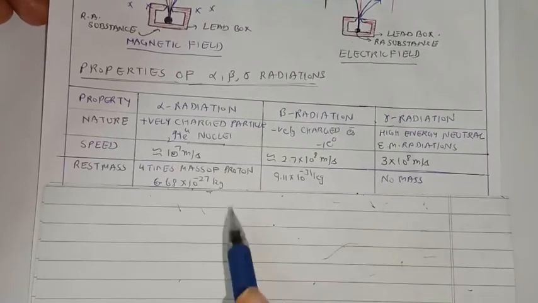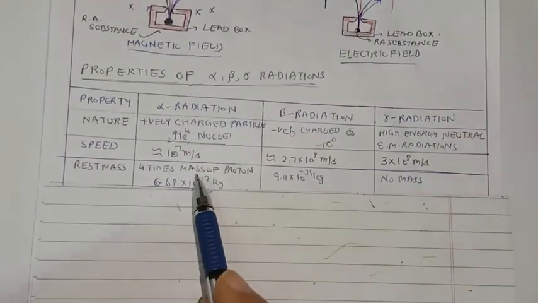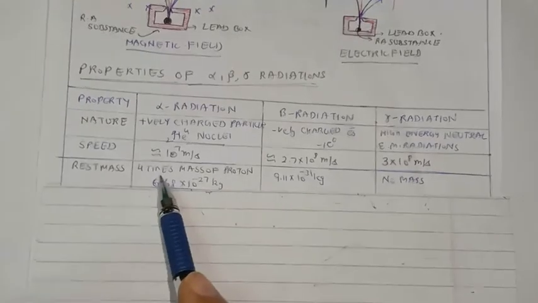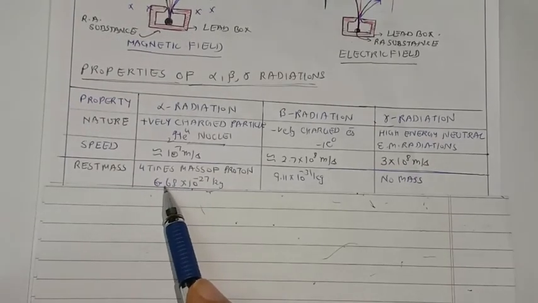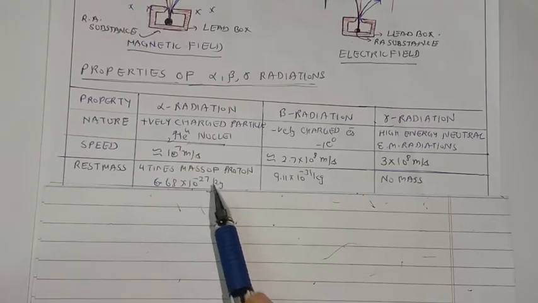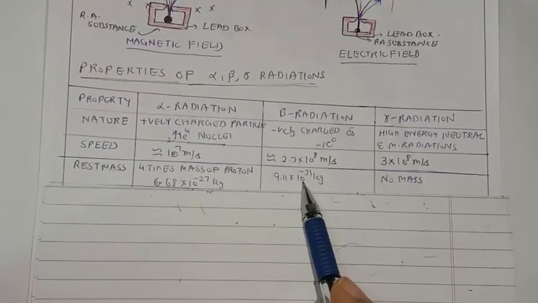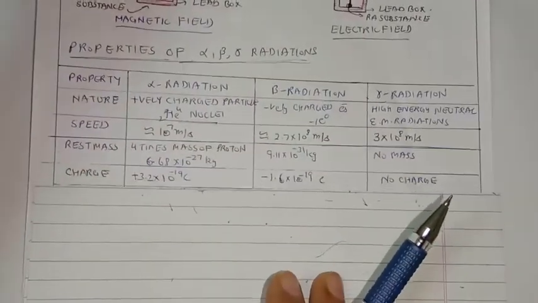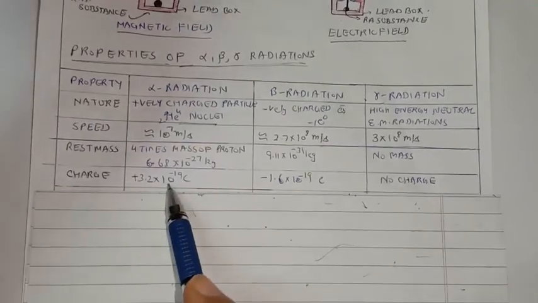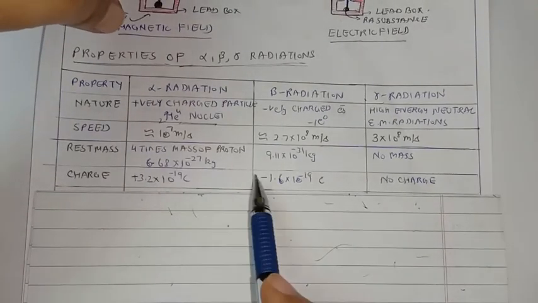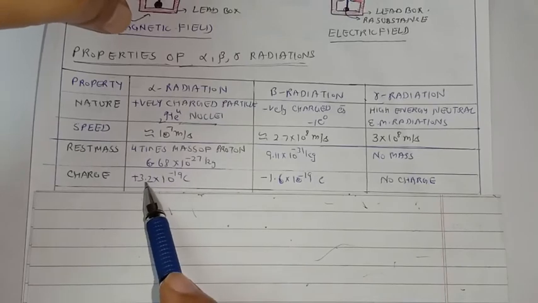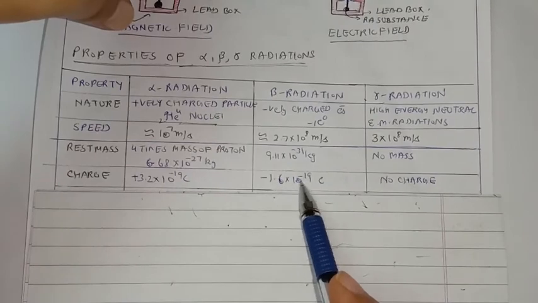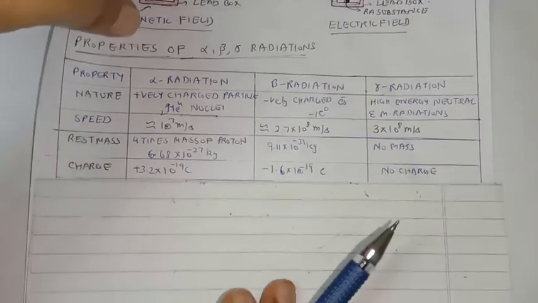Rest mass of the alpha particle is 4 times the mass of a proton. So if you multiply the mass of a proton by 4, you get the mass of the alpha particle, which is 6.68 into 10⁻²⁷ kg. Electron mass is 9.11 into 10⁻³¹ kg, and gamma has zero mass. Charge. Alpha radiation, because they are doubly charged, has double the charge of an electron with positive value, 3.2 into 10⁻¹⁹ coulomb. A single electron has charge 1.6 into 10⁻¹⁹ coulomb, and gamma has zero charge.